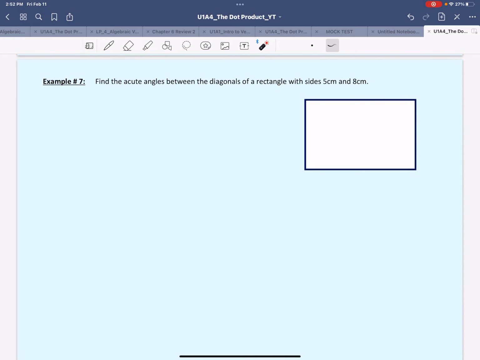Next, we're going to take a look at example number 7. In example 7, we have to find the acute angle between the diagonals of a rectangle with sides 5 and 8 centimeters. So we are told that this length is 5 and this length here is 8. So the diagonals of this rectangle would be drawn by connecting the opposite vertices. And I'm going to use different colors for them, and I'm going to call them D1 and D2. This is diagonal D1 and this is D2.